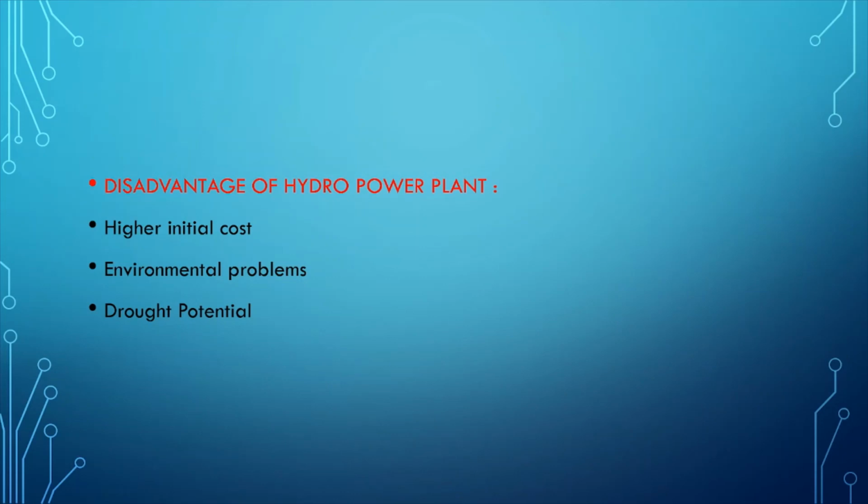For example, hydropower is a more challenging renewable project to finance. The other one, environmental problems. It can endanger aquatic creatures because it affects the oxygen quality of the water badly, and the fish population is decreasing. The last one, drought potential. Hydropower plants can be impacted by drought. When water is not available, the hydropower plants can't produce electricity.